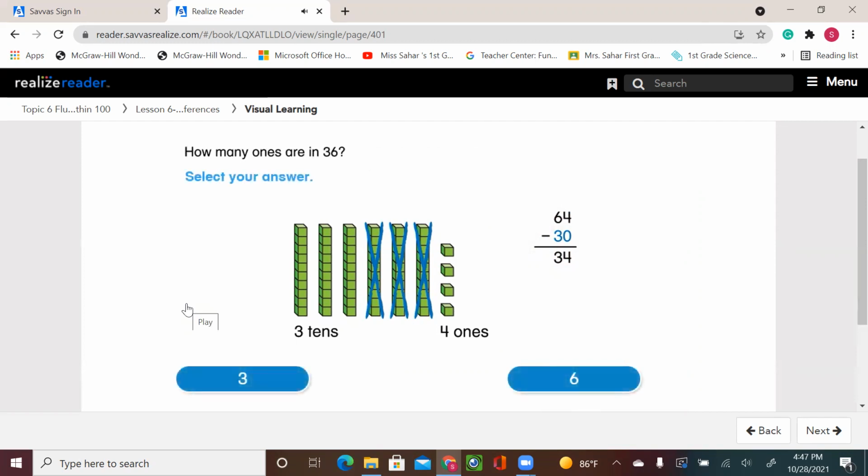All right, so this lesson will be using partial differences. So the example says 64 minus 36, so we use our place value blocks. We know that 64 has 6 tens and 4 ones. And the second addend, 36, has 3 tens and 6 ones. So that means we need to regroup. So first we cross out the 3 tens from the 36. Now, how many ones are in 36? 6.